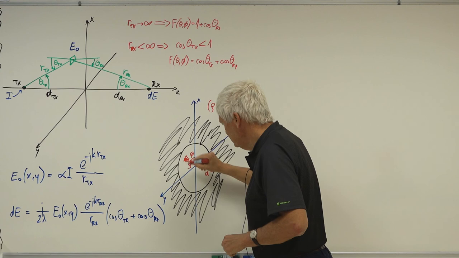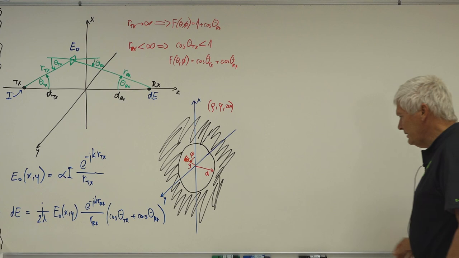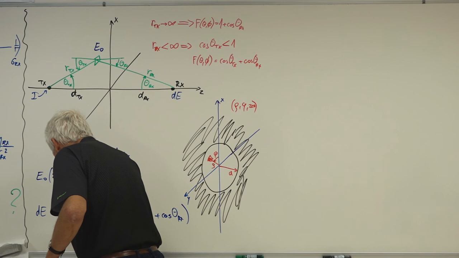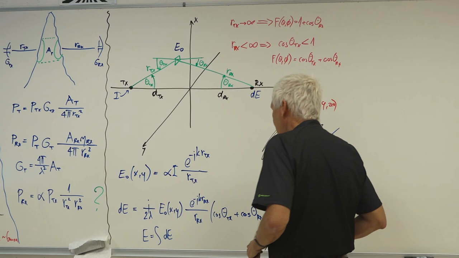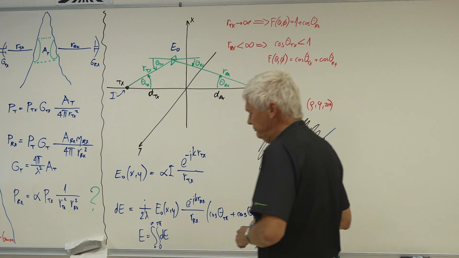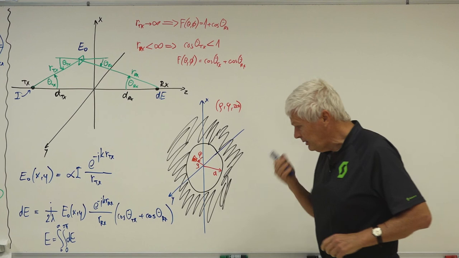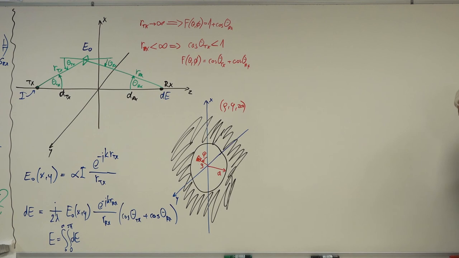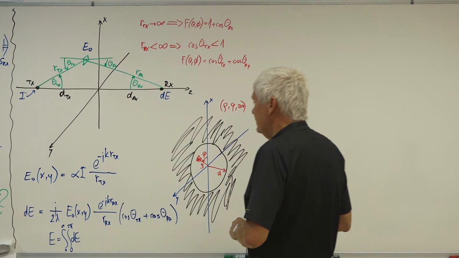So here I have to integrate the whole electric field, the electric field as an integral of dE. Where do I have to integrate dE? I have to integrate from 0 to A over rho and from 0 to 2 pi over phi. That makes sense, using polar coordinates, because for a circular hole polar coordinates are the natural choice. Let's now write all the equations one into another to solve this problem.